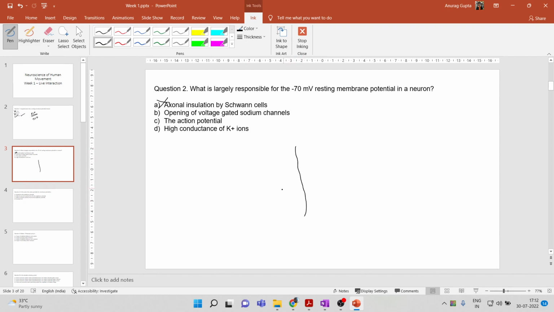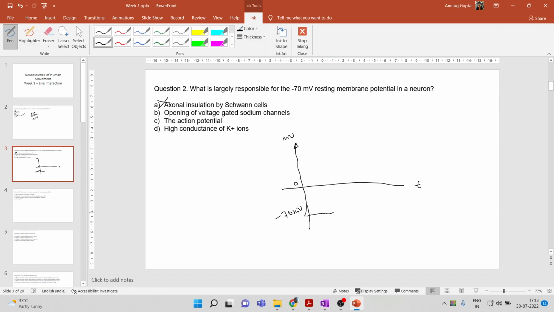So when voltage gated sodium, so this is an action potential. Let us just assume that this is 0 millivolts. So this is in millivolts, and this is time. So we know that the resting membrane potential is at minus 70 millivolts.